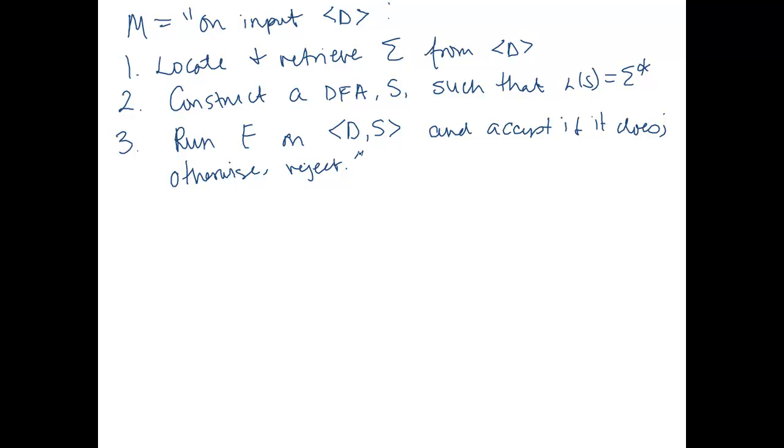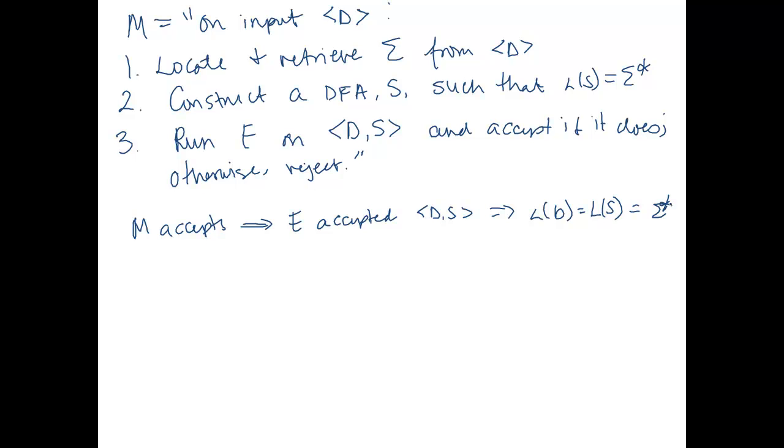Okay, so now we need to convince ourselves that this actually does decide L. If M accepts, this means that E accepted D and S, which means the language of D is equal to the language of S, which was sigma star.